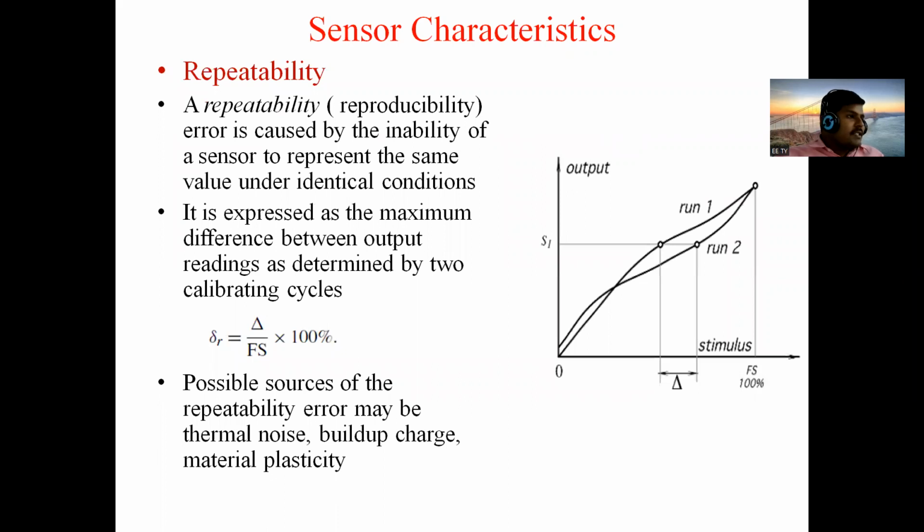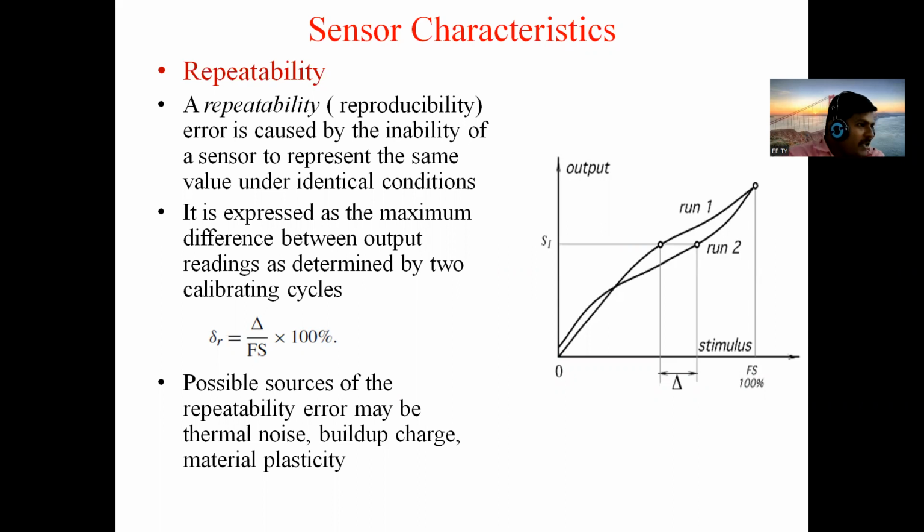Today we will discuss the next characteristic of the sensor, that is repeatability. We are using the word repeatability. It is one of the important characteristics of the sensor. Repeatability, or we can call it reproducibility. This error is caused by the inability of the sensor to represent the same value under identical condition.